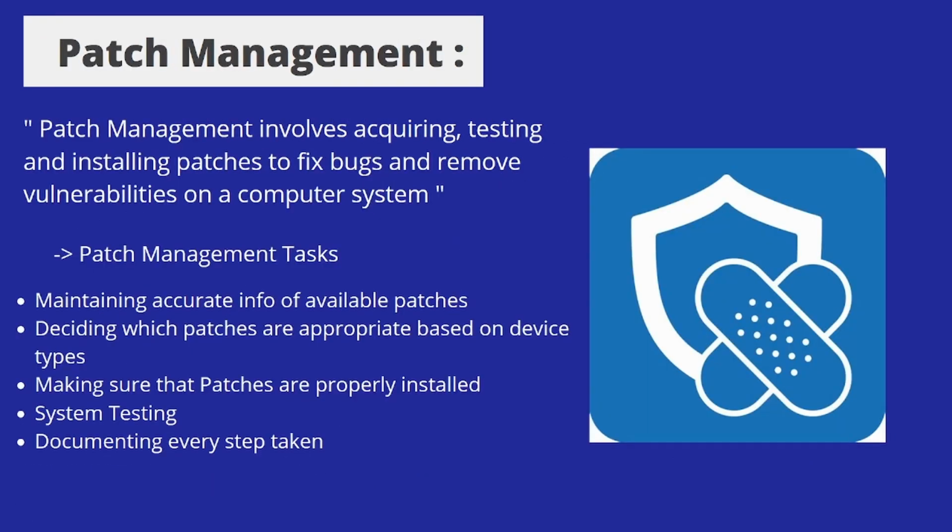Moving on, then there's patch management. Patch management involves acquiring, testing, and installing patches to fix bugs and remove vulnerabilities in a computer system. Now, what are the tasks of patch management? First and foremost, maintaining accurate info of available patches. Then you have to be able to decide which patches are appropriate based on the device types. Then making sure that patches are properly installed. Then you have to run some system testing, and then all these steps have to be documented. These are the patch management tasks.